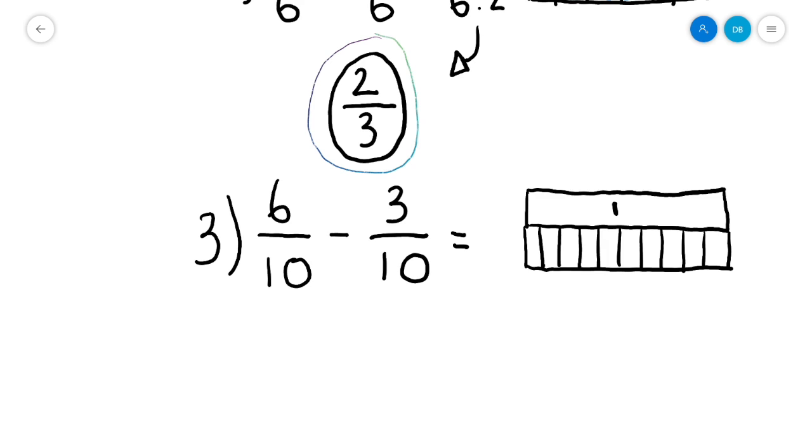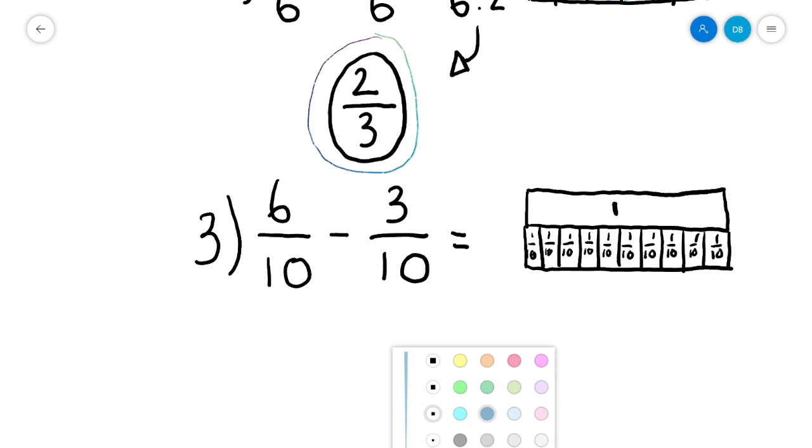Now I split it into 10 parts. So 1/10, 1/10, 1/10. Alright, so now they're asking me to shade. What color should I use? Okay, that's fine. We can use that one. We're going to shade it 6/10. So we have 1/10, 2/10, 3/10.